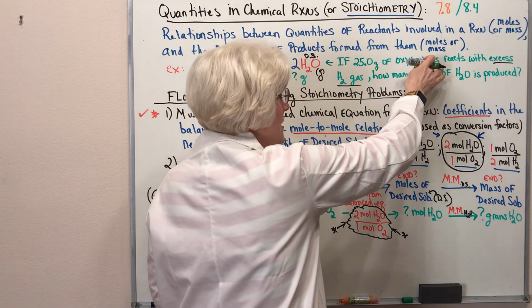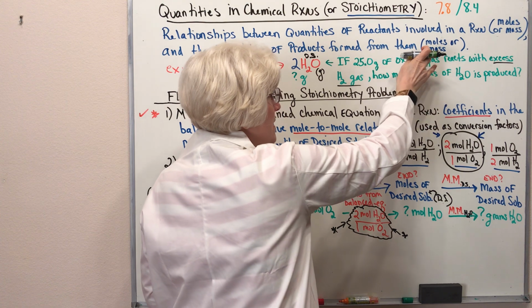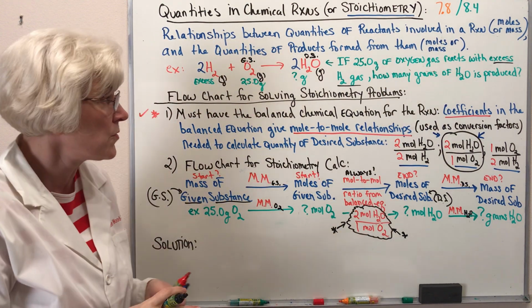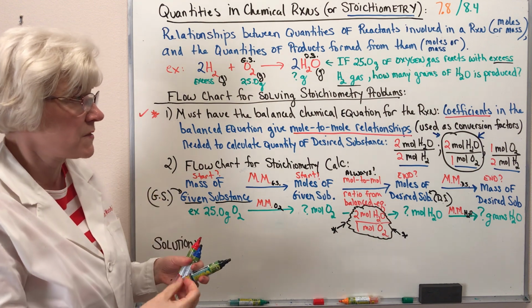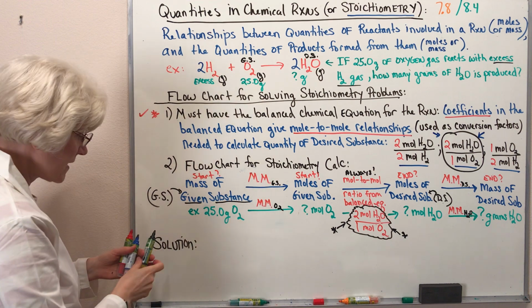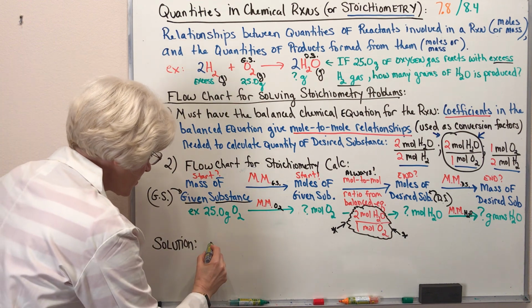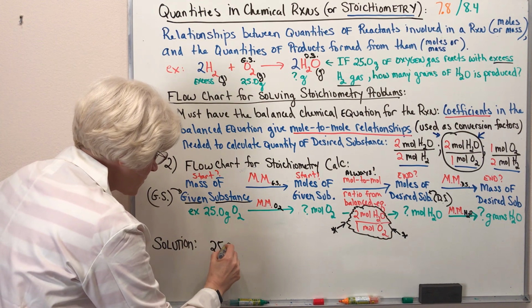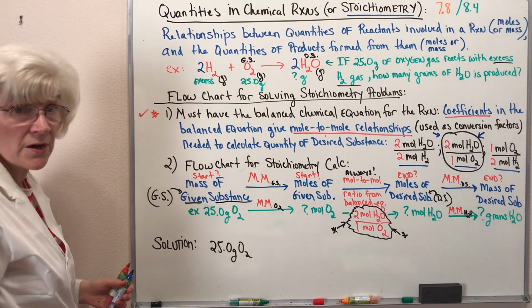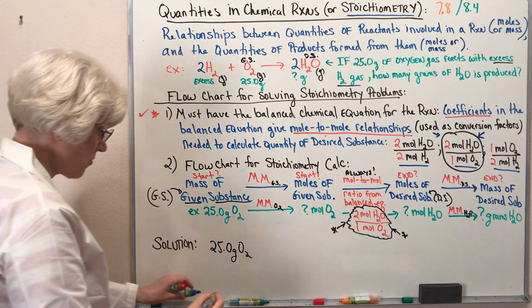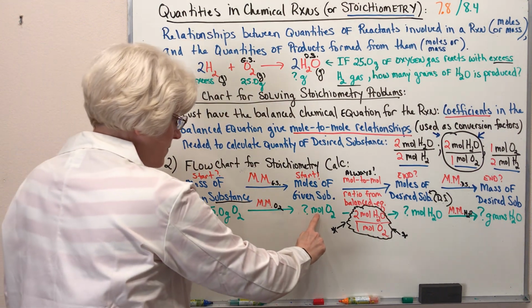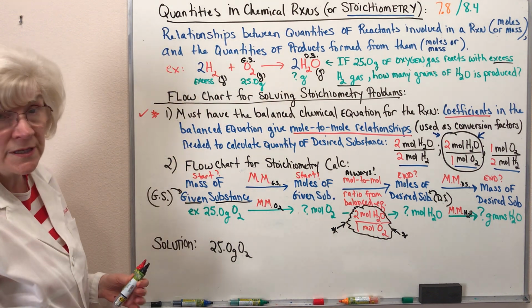So just erasing here, we do not have to end with moles. We have to calculate mass of water in grams. So let's see if we can put these pieces together and show the solution to the problem. 25 grams of oxygen, our given substance, is our starting point. That's what we're told. We now need to convert from mass of oxygen to moles of oxygen using the molar mass.